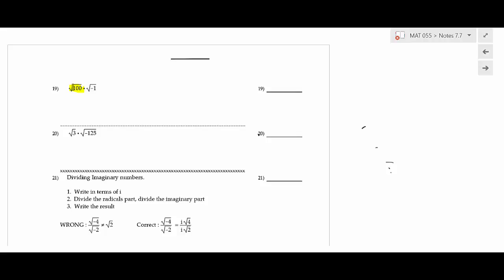Because it's a square root of a positive. What is the square root of 100? 10. Okay, how about square root of -1? Is that real or imaginary? It's imaginary. What is it? It's i. So the answer to that problem is 10i. That's all you do on that one. You don't need to multiply them together. I gave you an i and I gave you a square root of 100.